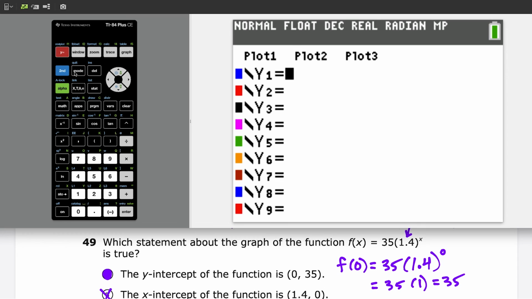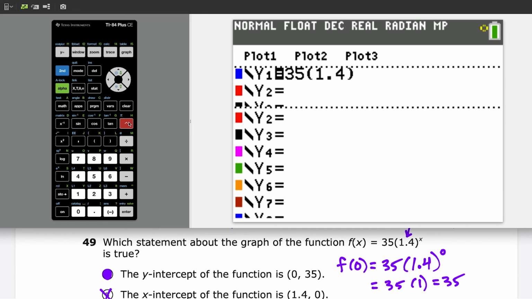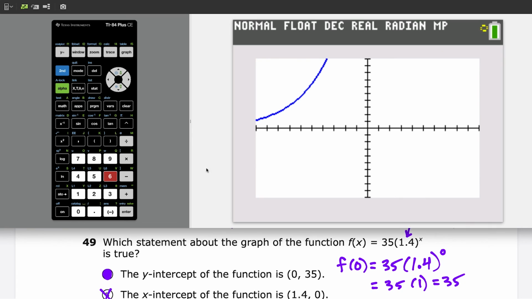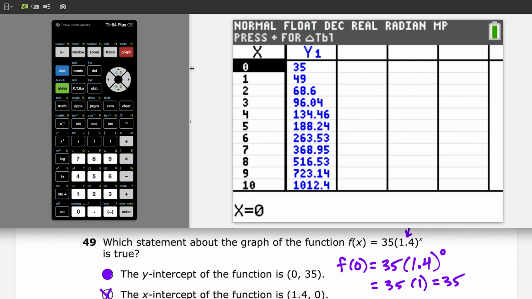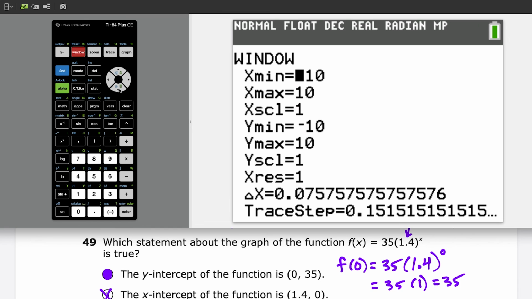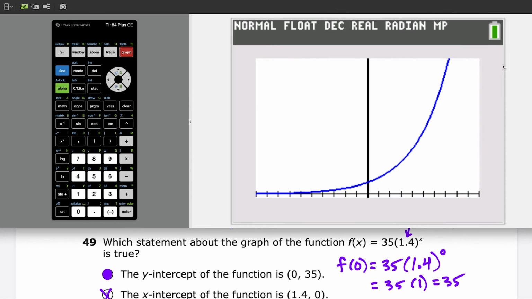We're going to type in y equals 35 times, in parentheses, 1.4, close the parentheses and raise this to the x power. Now if I graph this in standard form, I'm not going to be able to see what's going on. But if I go to the table, second graph, I could see some of the values we're looking at. So I'll bump up the window, the y maximum, to 400. Now I press graph and I can see our exponential function here.